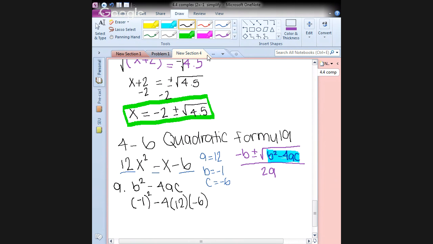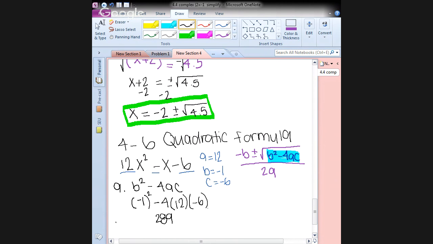When I do that, actually let's make sure I did that right. -1 squared is 1. -4 times 12 is -48, and then -48 times -6 is 288. Plus the 1, so my final answer here would be 289. So what the discriminant tells me doesn't tell me the answer. What it tells me is if I have any real solution.